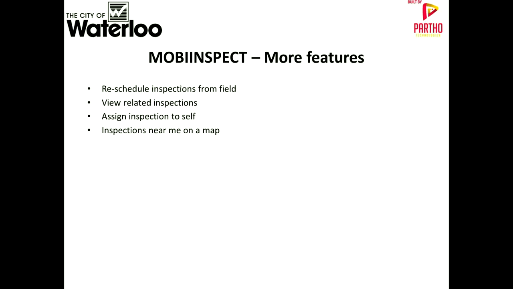And as we move forward, like I said, we're continuing to evolve through that model of talking to the inspectors, continuously having this conversation with them. What do you want to see in addition to this? What will make your life easier? What will expedite the process and make you more efficient? And these are some of the things that have come through those conversations that we're continuing to add to the application. So rescheduling of inspections right there from the field, if the situation warrants that. View related inspections, assign inspections to self, see those things on a map.